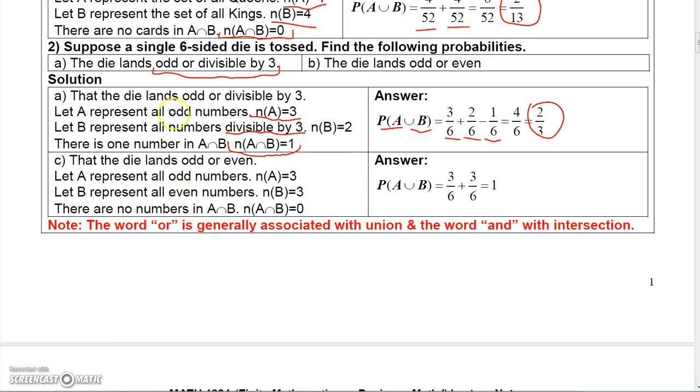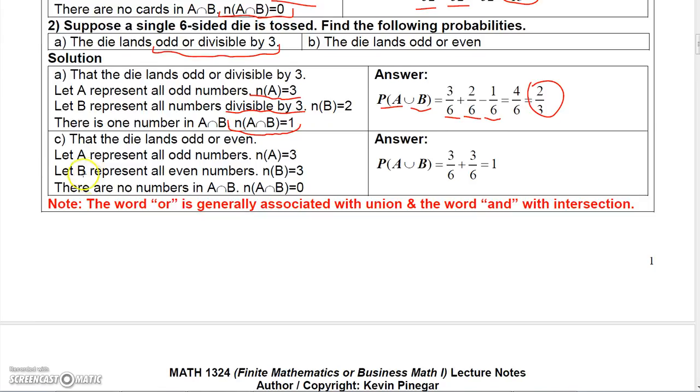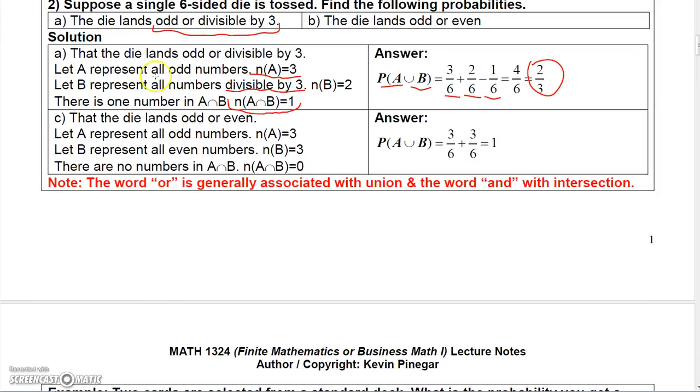Now, on part B, I said, what's the probability that the die lands odd or even? Well, since there's no way the die can land to be both odd and even, there's no intersection, so I can just take the probability of odd, which would be 3 out of 6, plus the probability of even, which is 3 out of 6, which is 1. And that makes sense because there's a 100% chance that it's going to land odd or even.